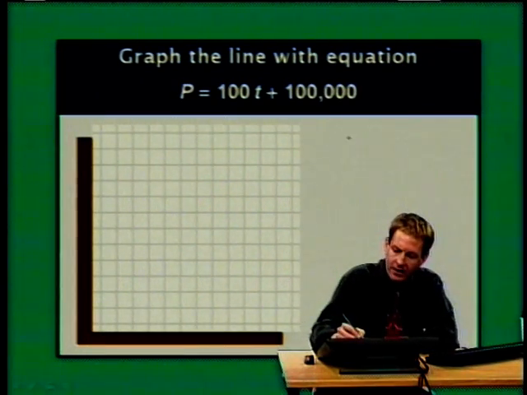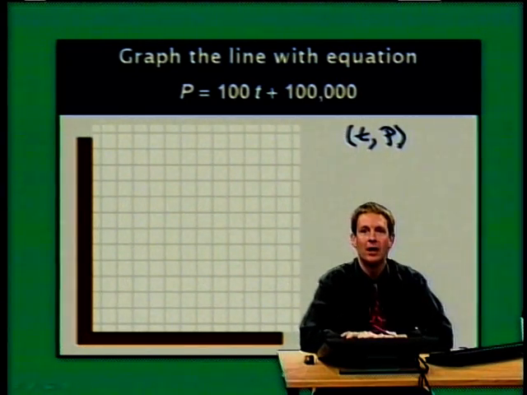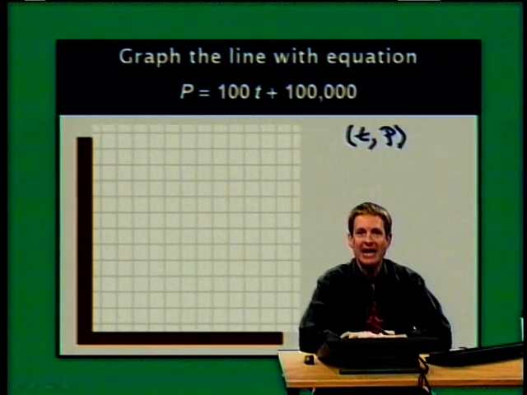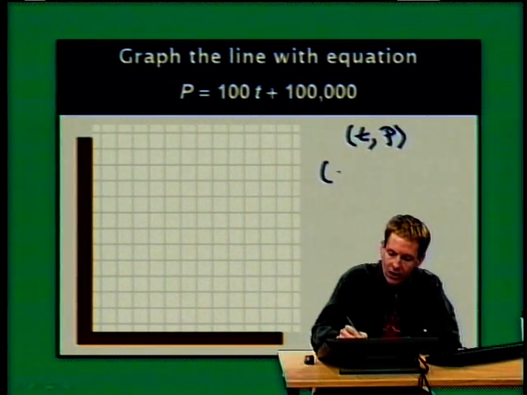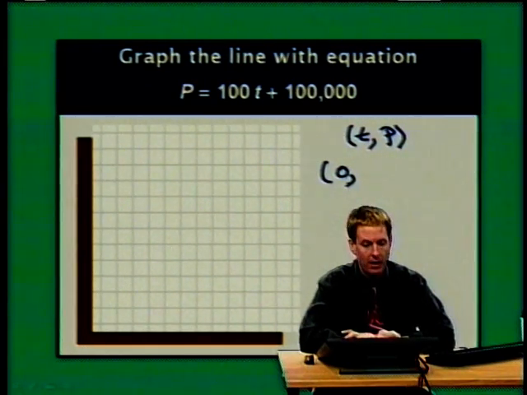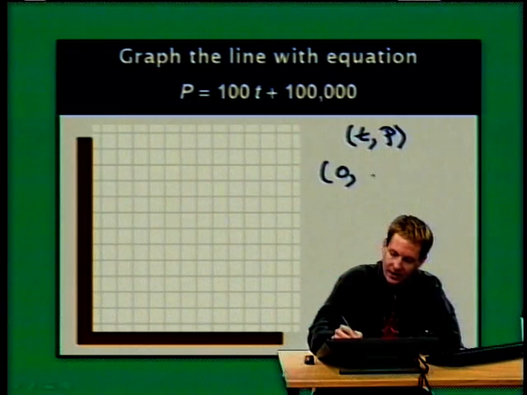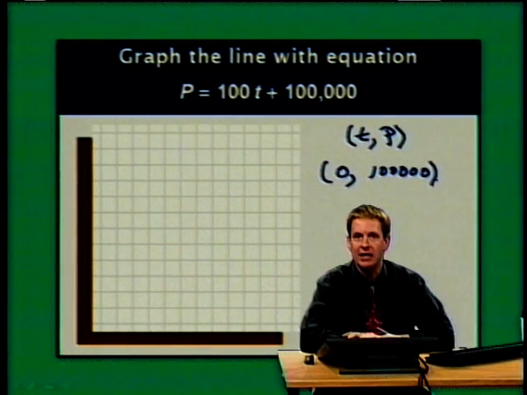So my ordered pairs are coming at me in the form t, comma, P. So let's first talk about what is the P-intercept. The P-intercept is the point that has a t coordinate of 0. I can figure that out with almost no thought at all. 100 times 0 plus 100,000 is 100,000. Remember slope-intercept form? The coefficient on t is the slope, and the constant is the vertical coordinate of the vertical intercept. That would be 100,000 in this case.